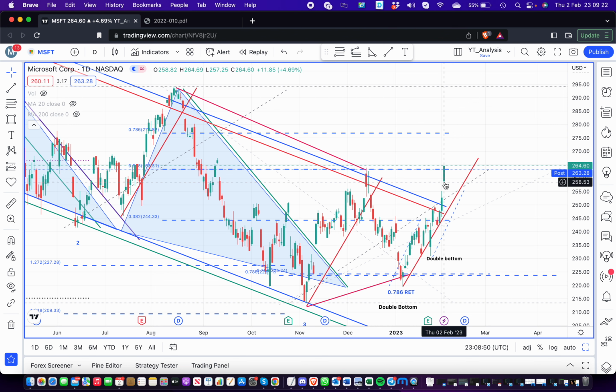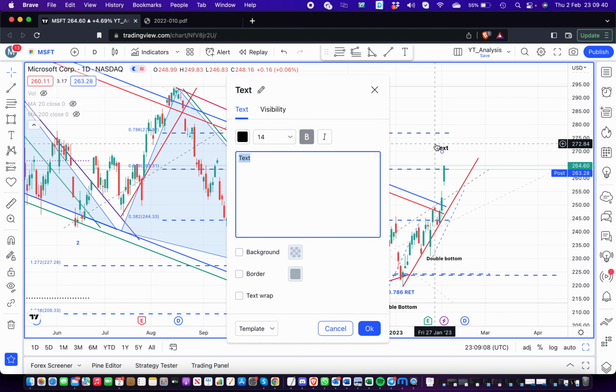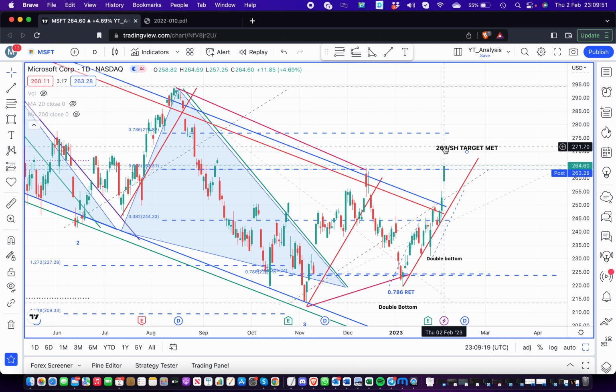And lo and behold, today our wish came true, and the high was $264.69. And this ABCD formation in the red is around the $267 area. So this is what we are watching. I'm just going to say $263 per share, target met. And over the next few days we'll be watching how the stock is going to trade.